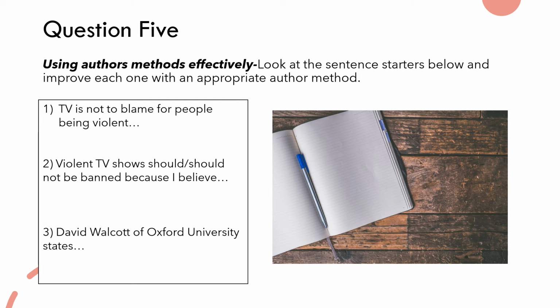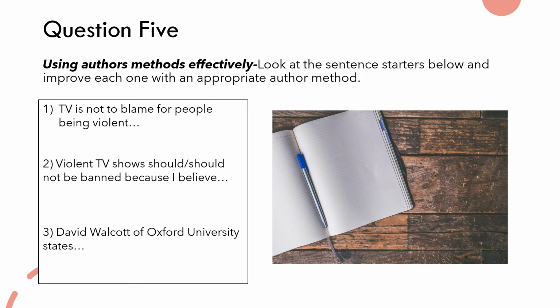So number 1, "TV is not to blame for people being violent." Okay, so it makes quite a good point, probably a point that a lot of people would have themselves, but what could you add to that? What technique could you add to it in order to make that an effective sentence starter? Number 2, "Violent TV shows should or should not be banned because I believe." With that one, because we've stated "I believe", it's very clear that what we're about to express is an opinion. So all you need to do from that one is decide whether you do believe or don't believe that they should be banned, and then try and explain your justification for such a thought.